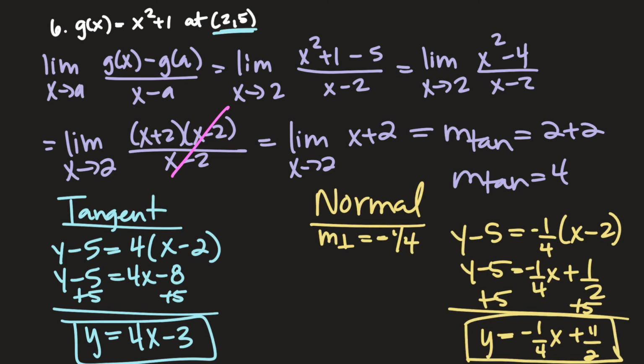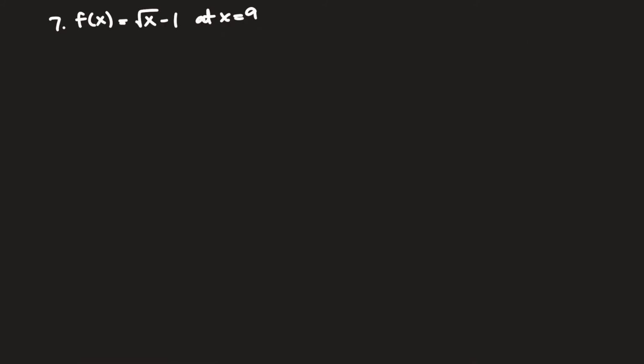Okay, so remember 5, if you get a common denominator of 2, that would be 10 over 2. And 10 over 2 plus 1 over 2 is 11 over 2. Algebra, not calculus, okay?